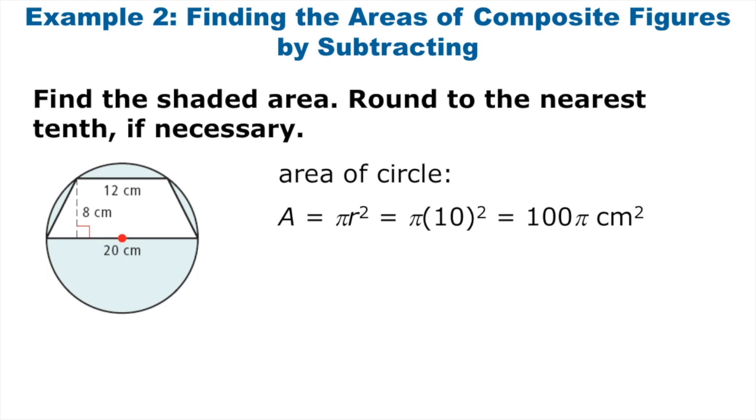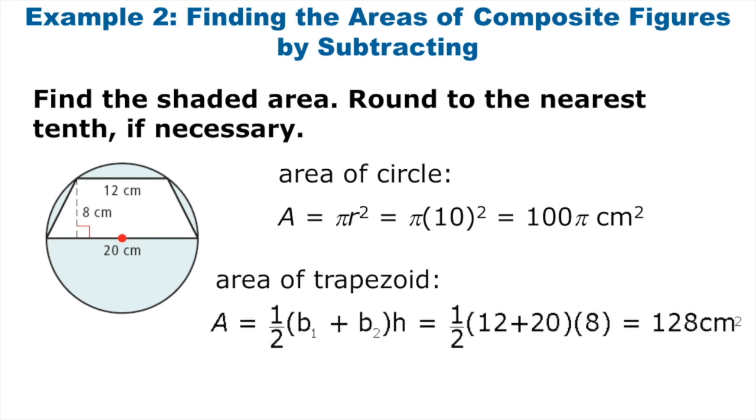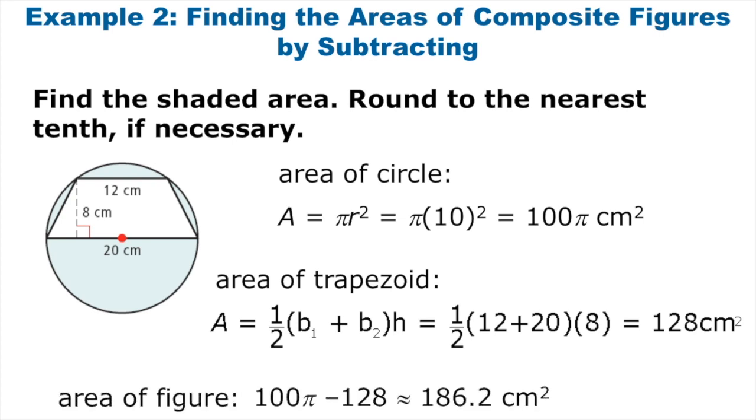Then we're going to find the area of the trapezoid. The trapezoid formula is 1/2 base 1 plus base 2 times the height. The base 1 is 12 centimeters, base 2 is 20 centimeters, and the height is 8. So by plugging that into the formula, we get 128 centimeters squared. So the area of the shaded figure is the circle minus the trapezoid. So subtracting those two areas, we get approximately 186.2 centimeters squared.